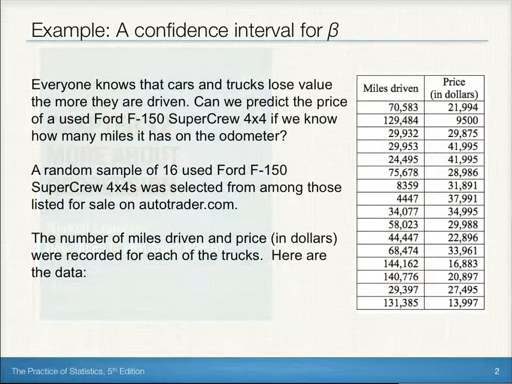In this example, we'll take a look at calculating a confidence interval for the slope of the true regression line. Now, everyone knows that cars and trucks lose value the more they're driven. What we want to know is, can we predict the price of a used Ford F-150 Super Crew 4x4 if we know how many miles it has on the odometer?